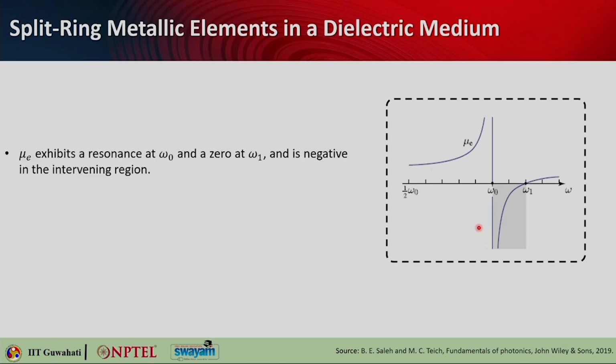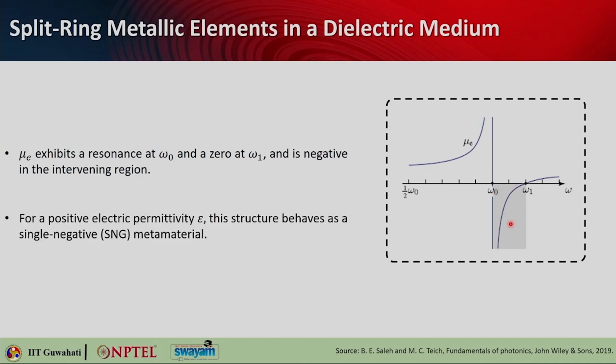So mu e exhibits a resonance at omega naught because it has a pole at omega naught, and it has a zero at omega 1. It will be negative in the intervening region. This is the region where it behaves like a metal. Again, omega 1 in this case is tunable, because you have complete control in setting this value depending on the size, the gap and all the parameters of the ring.